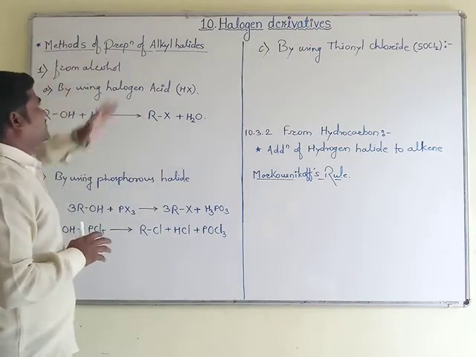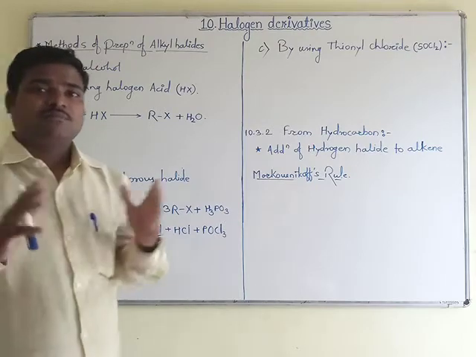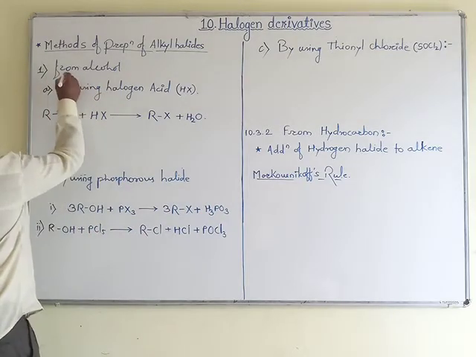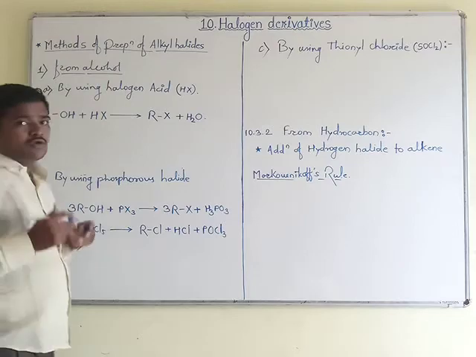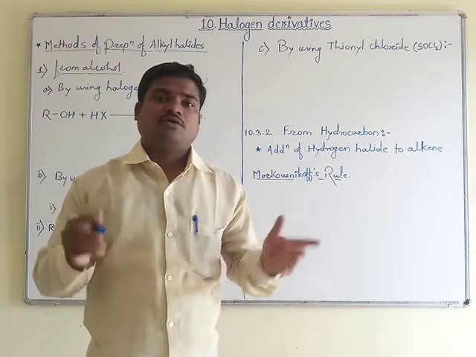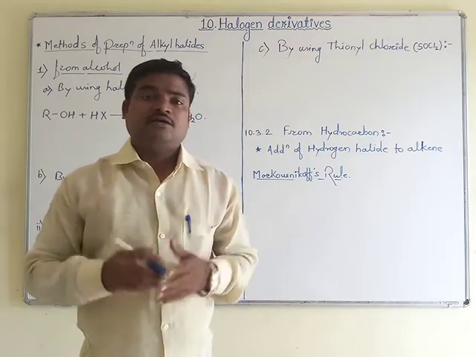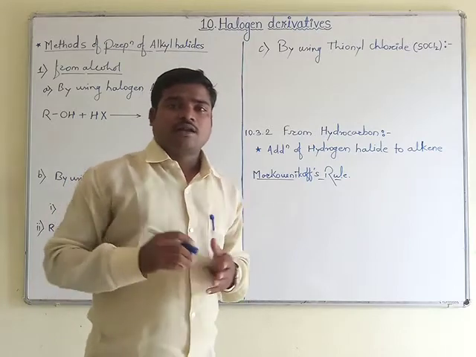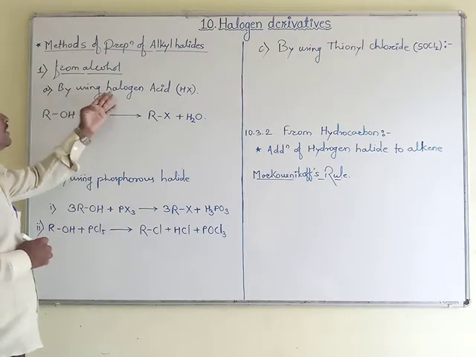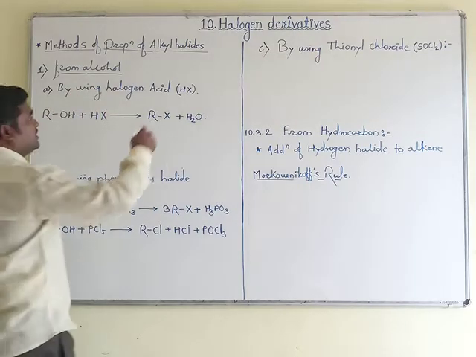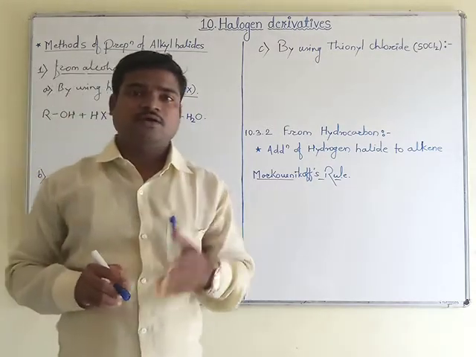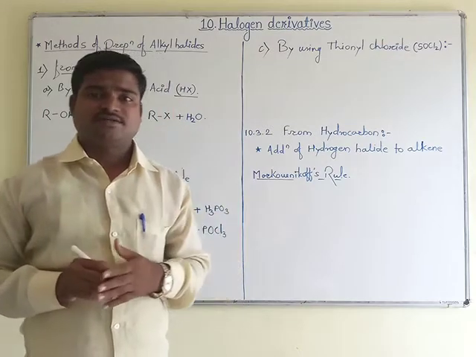Now in these methods of preparation we can prepare alkyl halides by different methods, but here we will see in detail from alcohols. You are already familiar with some basic alcohol compounds, that is methanol, ethanol, like that. By these compounds we can prepare alkyl halides, and for that purpose we are going to use halogen acids first, that is HX halogen acids. When they react with alcohol we will get different types of alkyl halides.